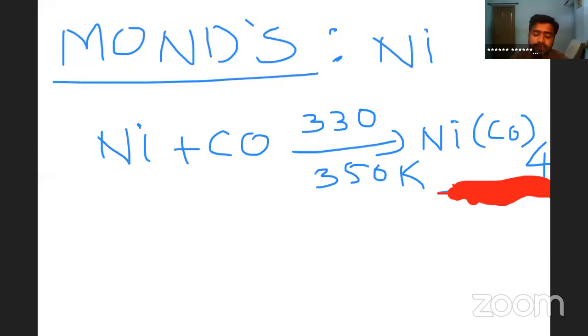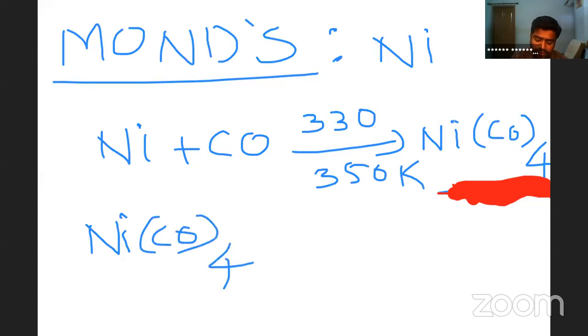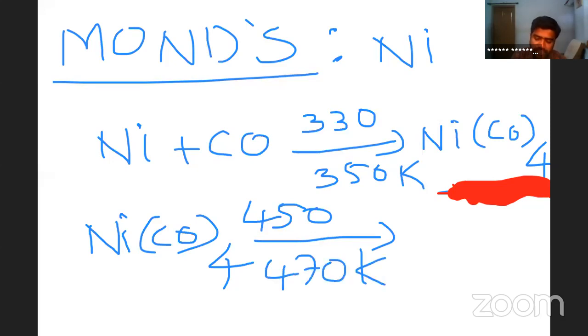So this nickel tetracarbonyl is obtained. What we do now is heat this nickel tetracarbonyl compound again, so it gets decomposed at around 450 to 470 Kelvin when we raise the temperature. We get pure nickel plus carbon monoxide. Yes Bhavana, it's correct. So it decomposes to give nickel and carbon monoxide. Very important reaction, carries 1 or 2 marks. Mond's process is purely applicable for the metal nickel. Keep it in your mind.